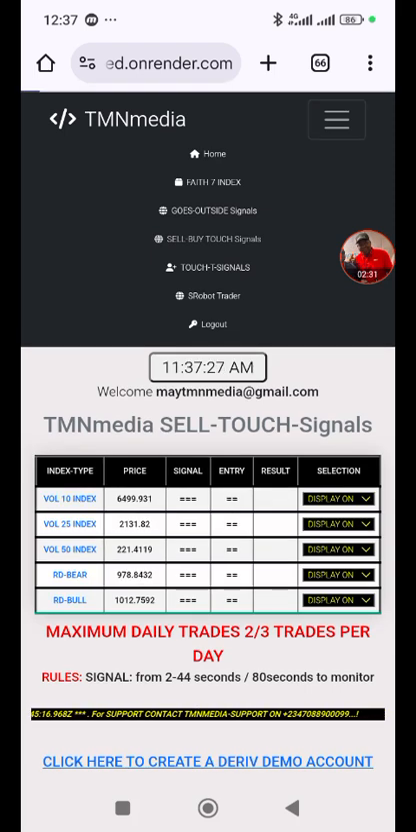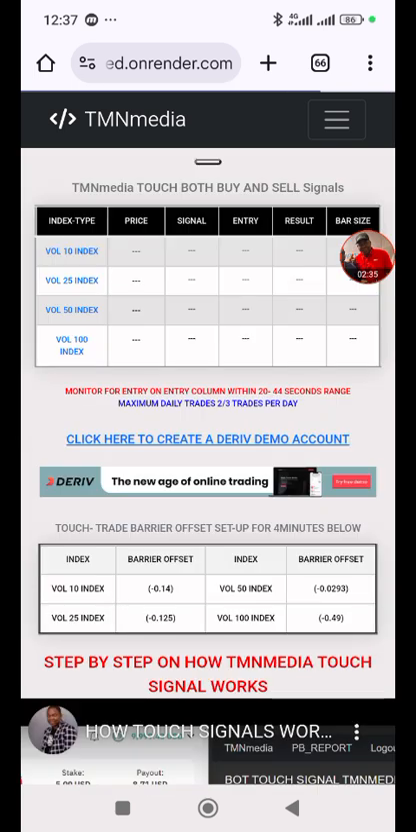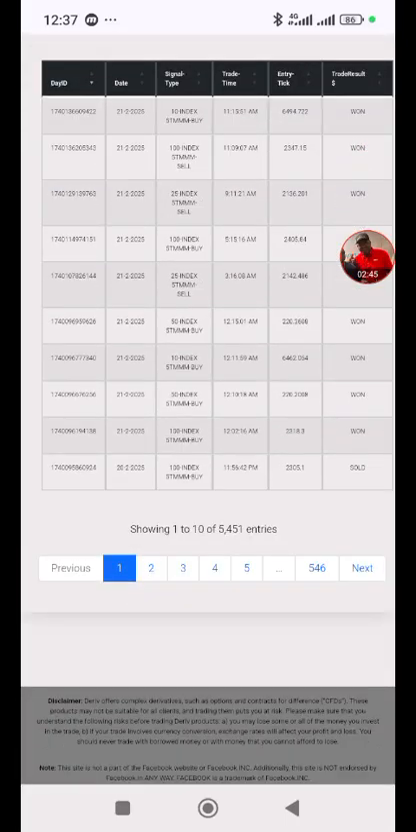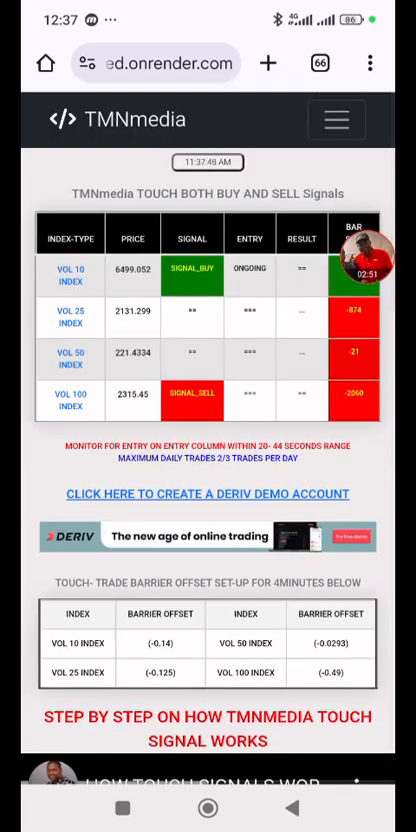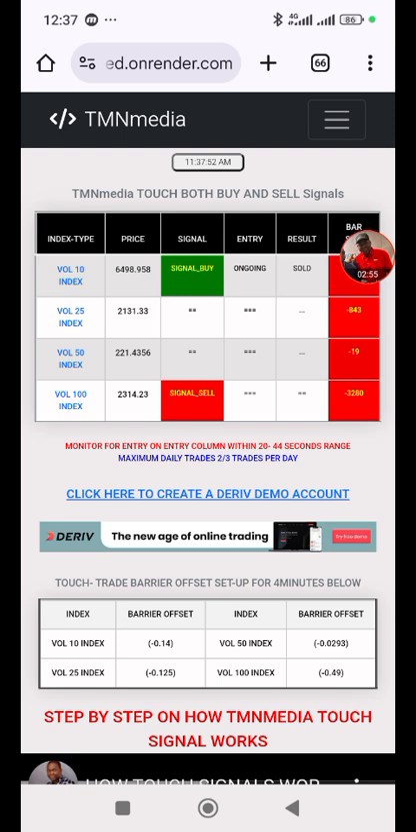Then you also have the one that has both buy and sell, which is the second one. That one only has 4 indices because it's buy and sell. The reports are also there so that you can study how the signals are coming and stuff like that. It also has a guide on how to use the touch, the instructions to follow for the touch.